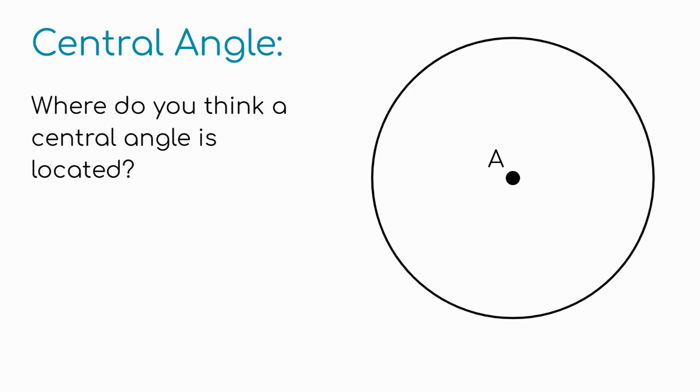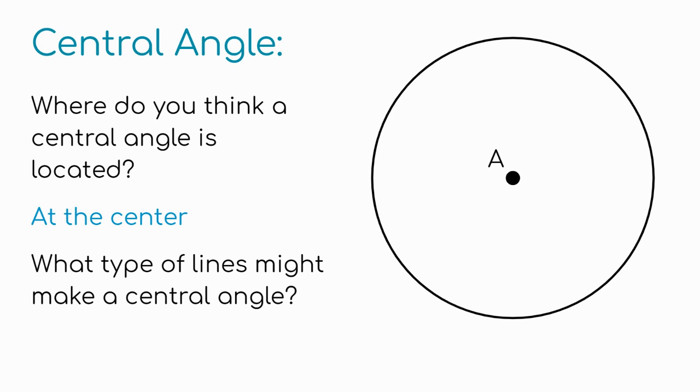All right, so now we're going to move into angles. So we're going to learn, I think, about 5 different angles inside a circle. We're going to do one at a time. So the first one is a central angle. So what I want you to do is think about for a second where you think a central angle is going to be located. All right, it's going to be at the center, right? Central angle at the center.